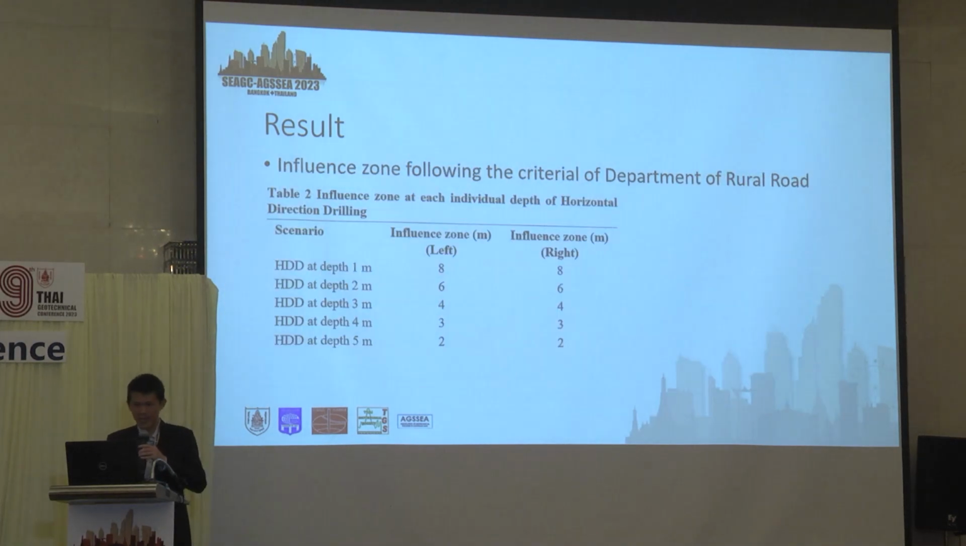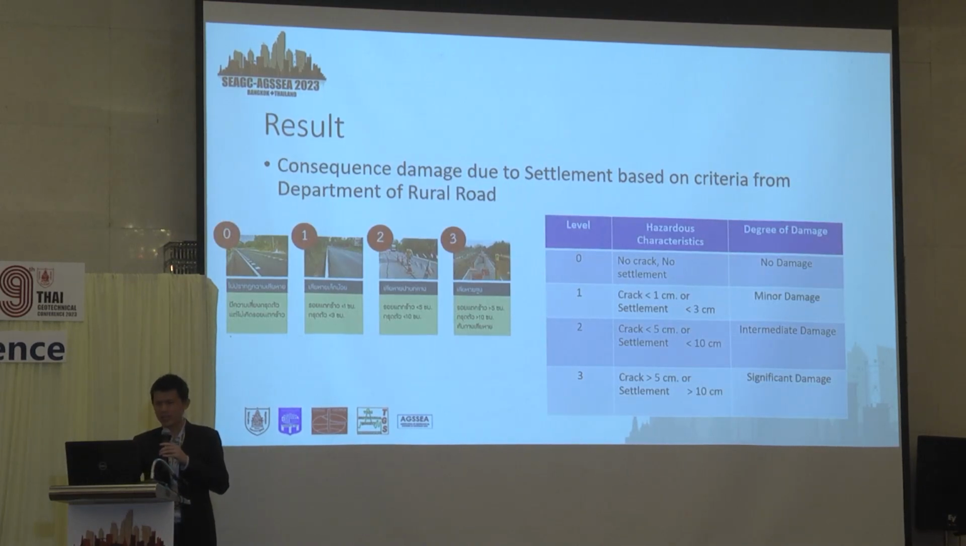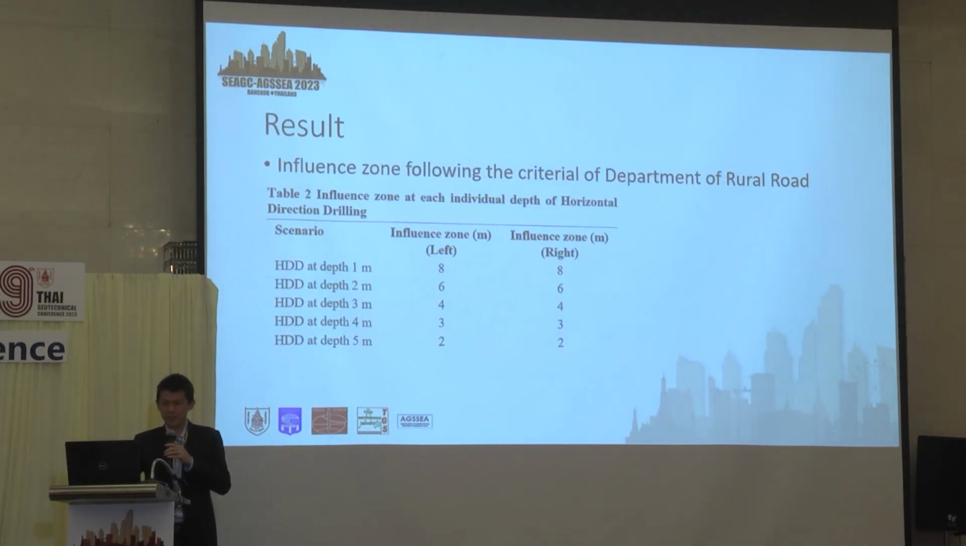From the criteria, we classify each depth that we measure. If the settlement occurs more than 1 centimeter, we record it for the influence zone. That is how we can plot the influence zone at each depth of the HDD work. It is noticed that at the deepest, like 1 meter, the influence zone might expand much more than at the other depths.